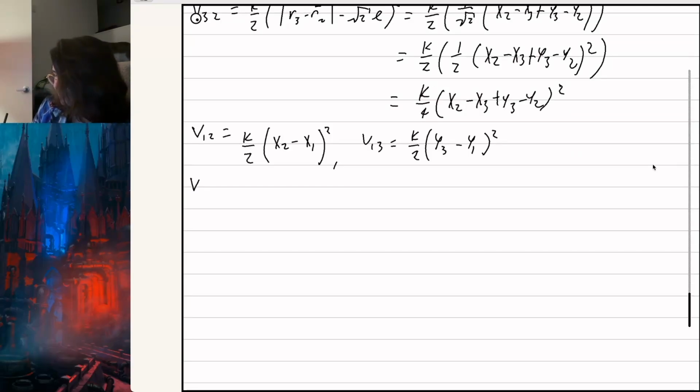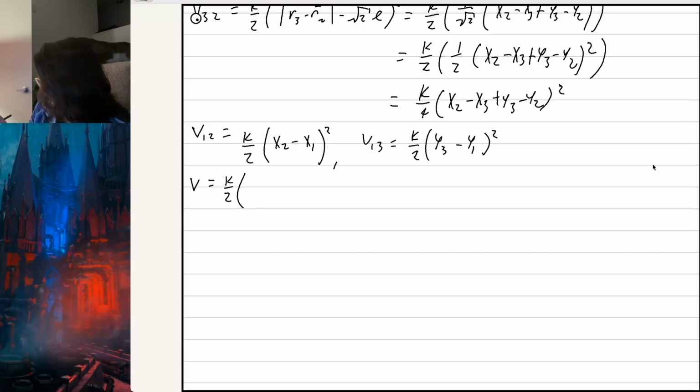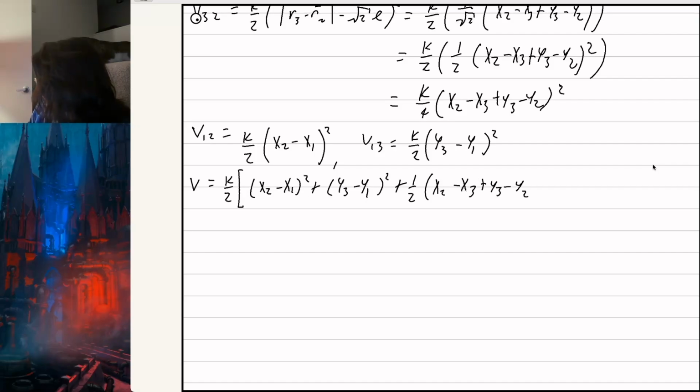Putting it all together, the potential is k over 2 times all of it. I'm going to put big braces here. We have x2 minus x1 squared plus y3 minus y1 squared plus 1 half of x2 minus x3 plus y3 minus y2.